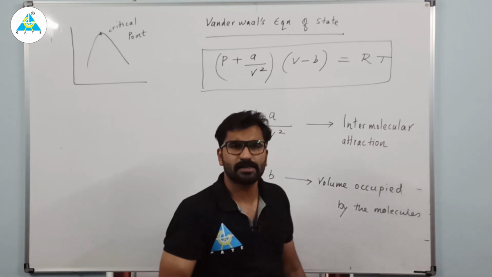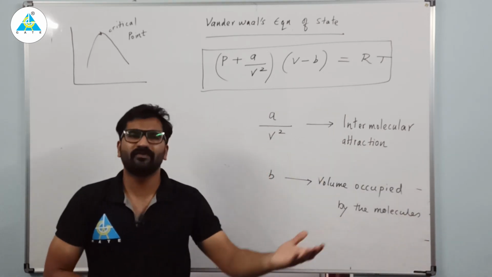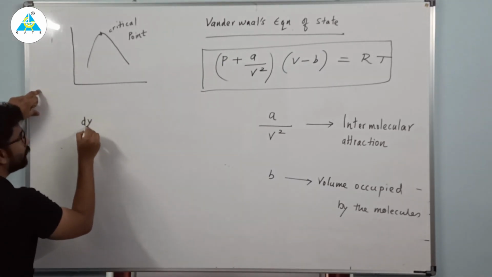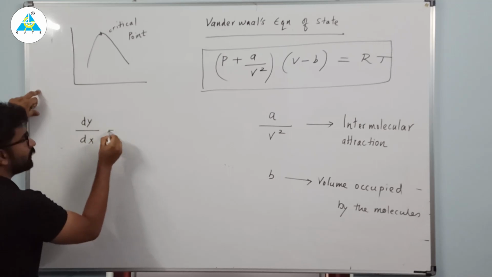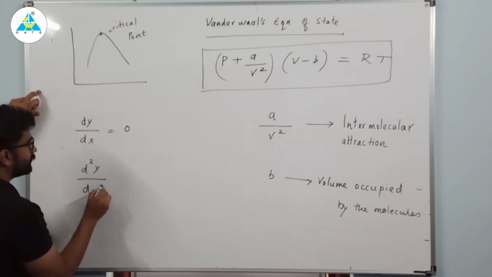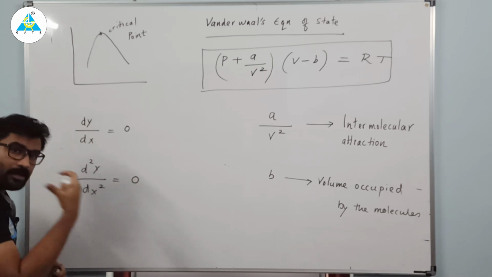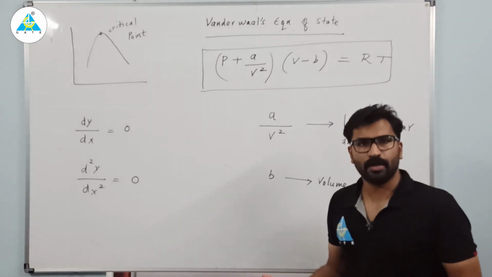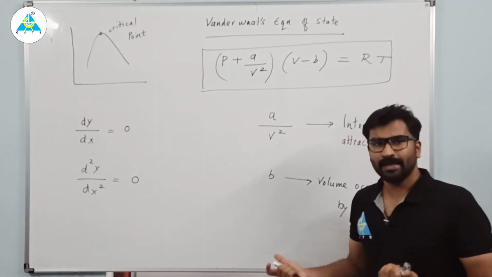If you remember maxima, minima, and inflection point, if we say dy by dx is equal to 0 and d square y by dx square is also equal to 0, that particular point we can call your inflection point.